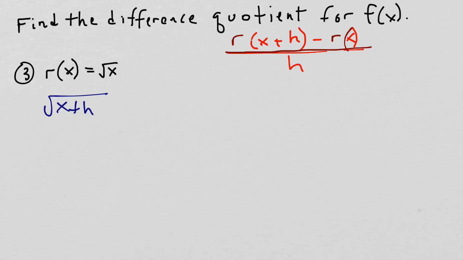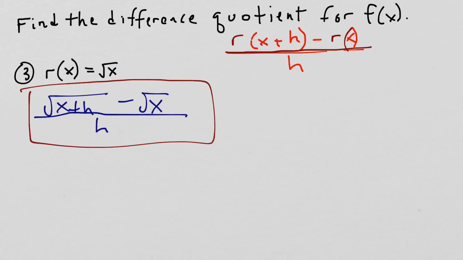And then we got R of x, so it's just x. And then we divide by h. Right? So there isn't a whole lot we can do with this here. So this right here is actually the difference quotient. There's really no simplification that needs to be done here.